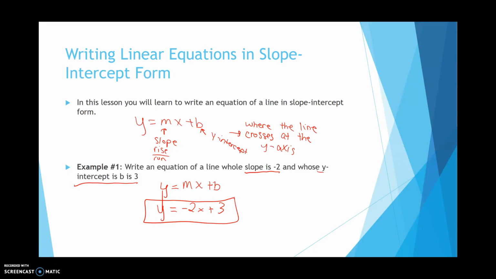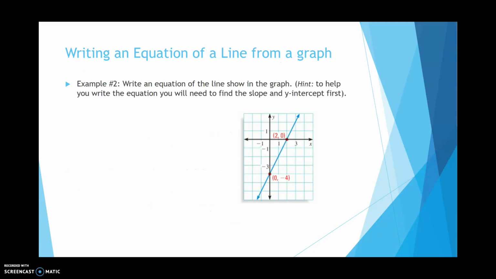So that's one kind of question you'll see in this section. The other kind of question is where they provide you a graph, and given the graph, you have to write the slope-intercept form equation. So example number 2 says write an equation of the line shown in the graph. Hint: to help you write the equation, you need to find the slope and the y-intercept first. So I'll write the formula here, y equals mx plus b.